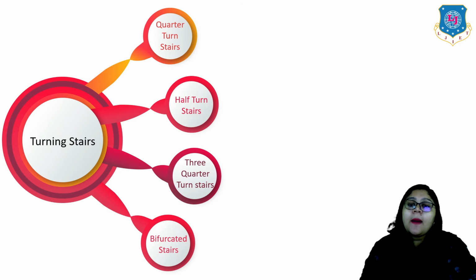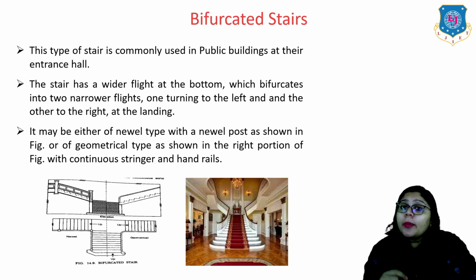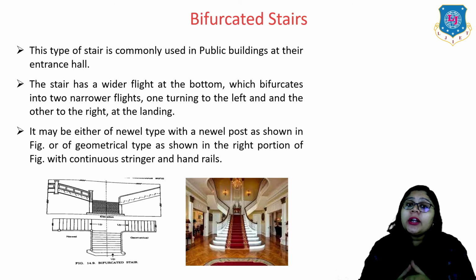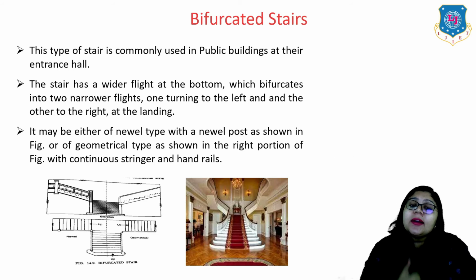Now the next is the bifurcated stairs. This type of stair is commonly used in public buildings at their entrance hall. The stair has a wide flight at the bottom, which bifurcates into two narrower flights, one turning to the left and the other to the right at the landing. It may be either of newel type with a newel post, as shown in the figure, or of geometrical type, as shown in the right portion of the figure with continuous stringers and handrail. Here you can see a clear image of how one stair is bifurcated into two.